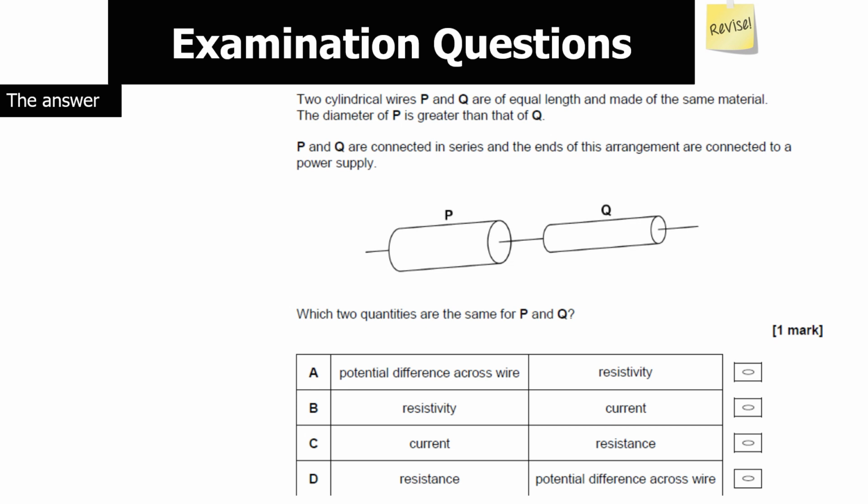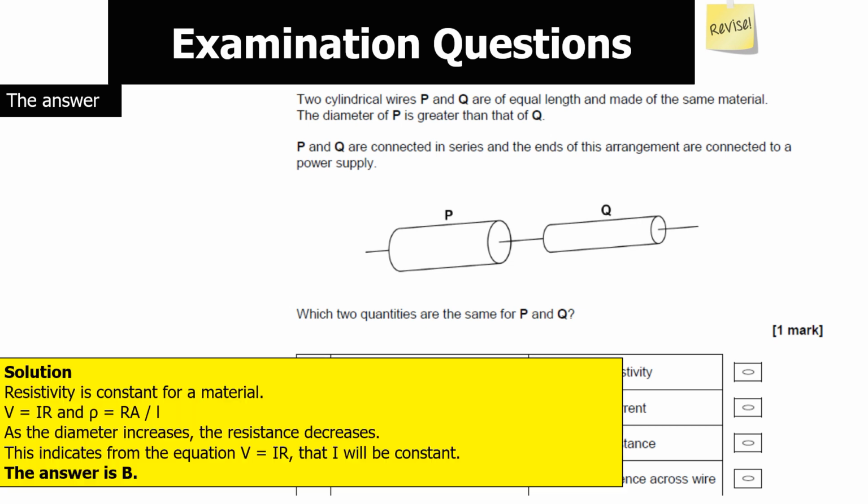Right, so how do you answer this particular question? Well, we know for a fact that resistivity is a constant for a material. That's just a fact we've got to know. Now we know V equals IR and rho equals RA over L. So as the diameter increases, this tells us that the resistance decreases. And we know from the equation V equals IR that therefore I will be a constant. So the answer will be B.